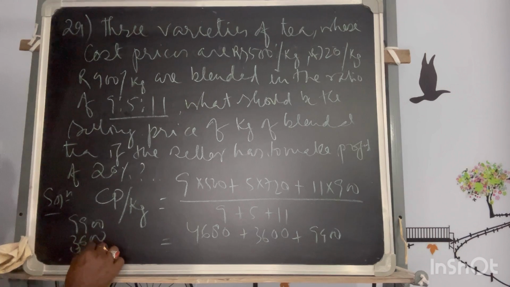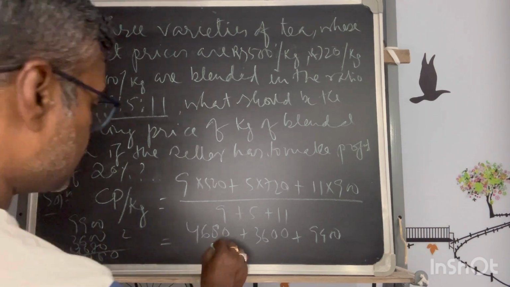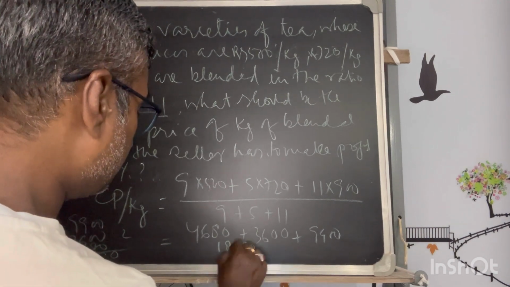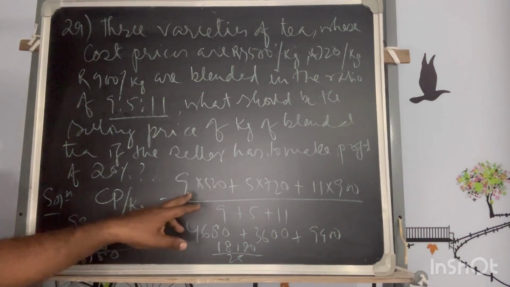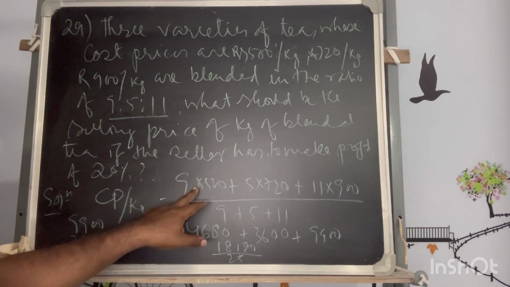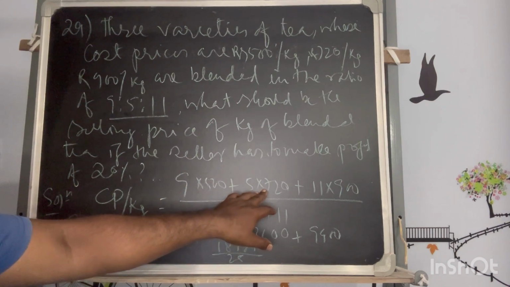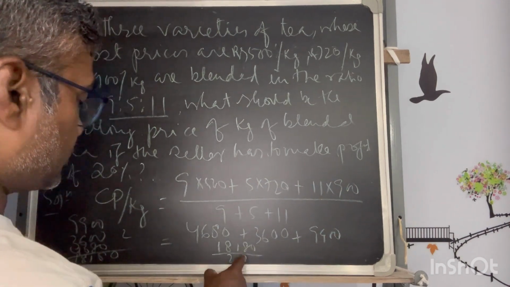Adding these gives 18000, and 18000 divided by 25 is 720. My calculation is right. Yes, this is right. Okay, now this is my cost price per kg.